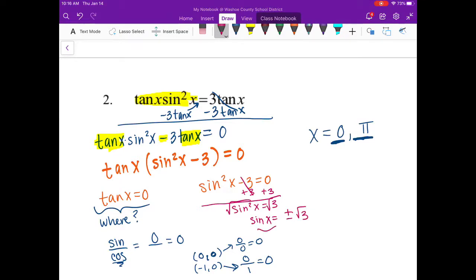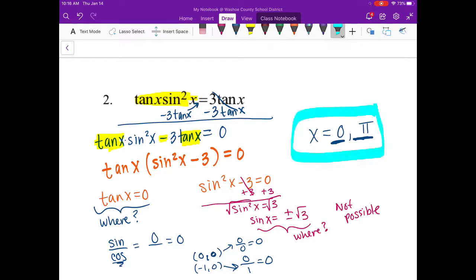Now, where in the unit circle would I have a y value that's greater than 1? Okay, that's not possible. If you think about the unit circle, it's called the unit circle because it's 1 unit in radius. So it is not possible to have a number greater than 1 within our unit circle. So that means that we only have these two answers. So this sine part was not helpful at all. I was only able to use the answers from the tangent, but you always have to go in and check. So it's possible not to have an answer if it's greater than 1 within the unit circle. Okay?